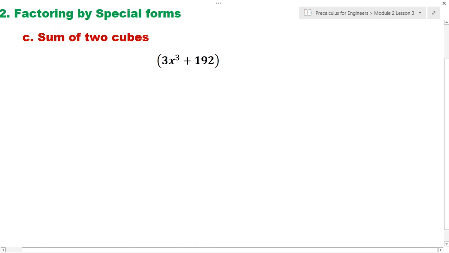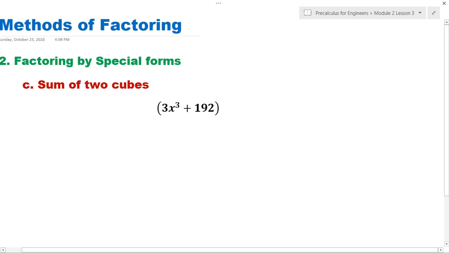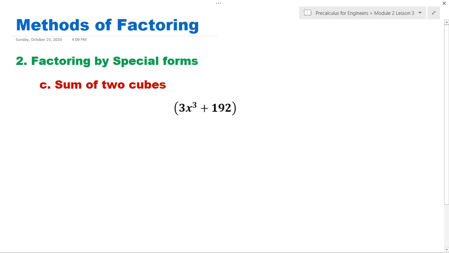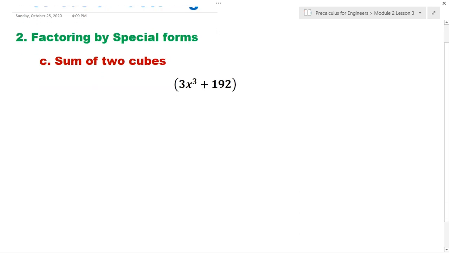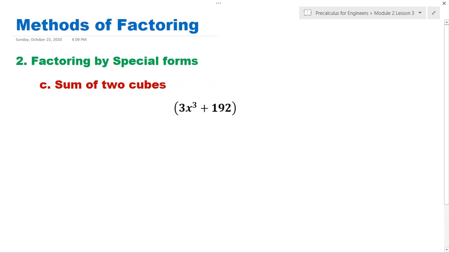Kasi sa factoring, you should try to eliminate first the common factor. Kasi sa example na ito, meron talaga siyang common factor. Because you can see, meron ditong 3. Let's verify whether 192 has a factor of 3. So we divide 192 by 3. So I have here a calculator, 192 divided by 3. The answer would be 64.